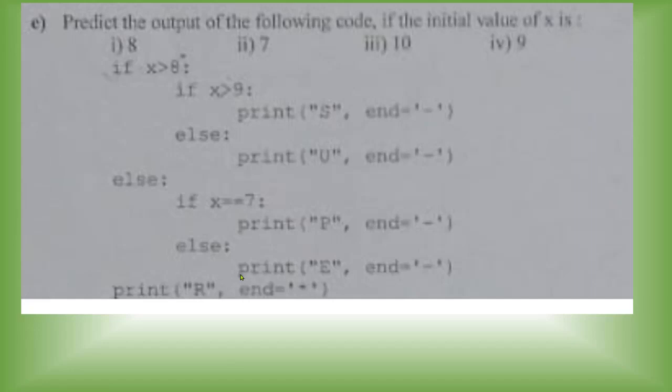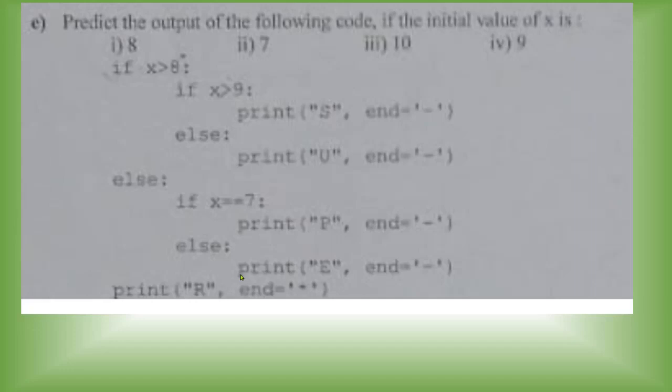So the first output is there in the first line, and the second output will be R. So the first line is E and the second line is R. That is all about the first value, x as 8. The second case is x is 7. The second value is given as 7.